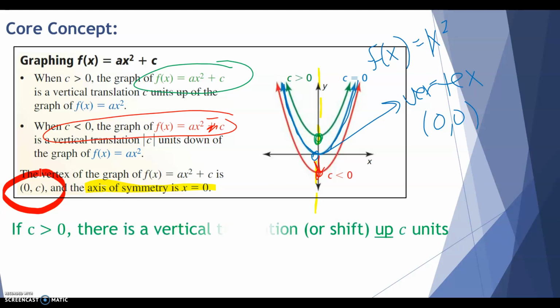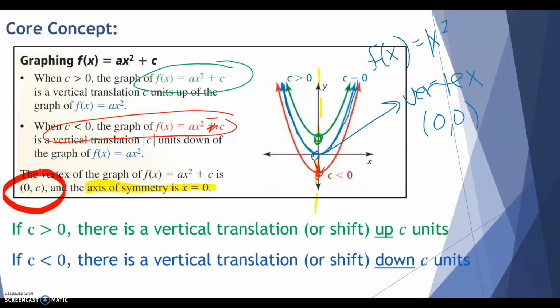So here in layman's terms is what it means. If your c is a positive number greater than 0, it's a vertical translation or shift up c units. Okay, so if c was 3, then it would be a shift vertically up 3 units. If c was a negative number, it would be a vertical translation down that many units. Okay, so positive is up, negative is down.